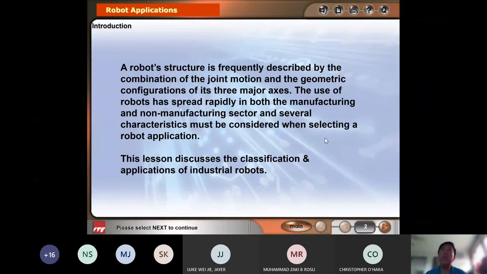And why do we use robots? Yesterday I mentioned already: productivity increase, and they can do what humans can never match. Therefore, it's being used in very rapidly expanding areas, which are military, manufacturing, even home use, and also commercial restaurants. They're actually starting to use robotics already. So when we select a robot, we have to consider quite a lot of characteristics. Today we are going to talk about the characteristics and the classification.